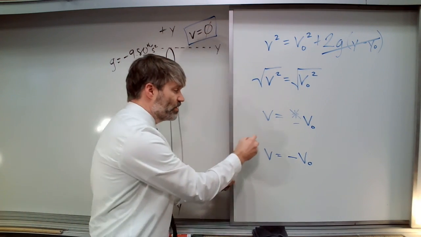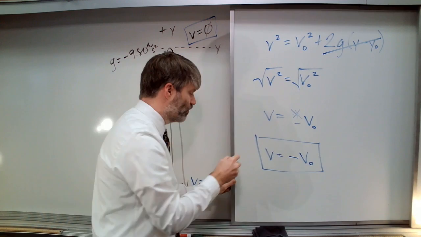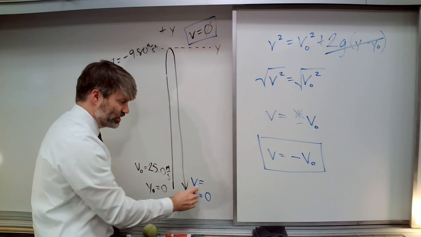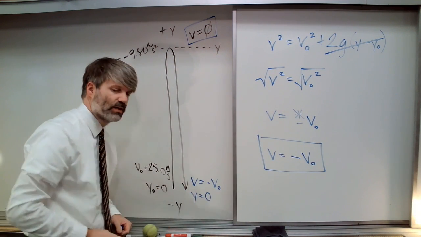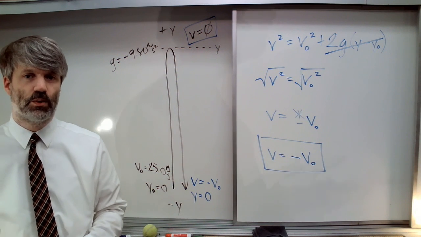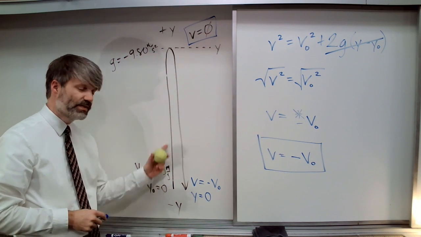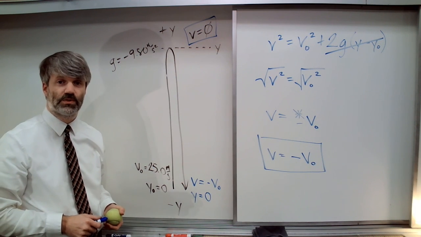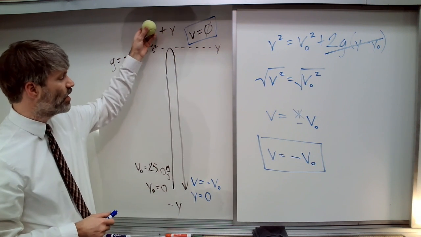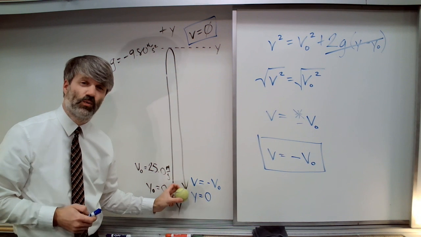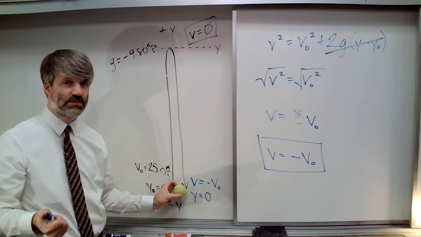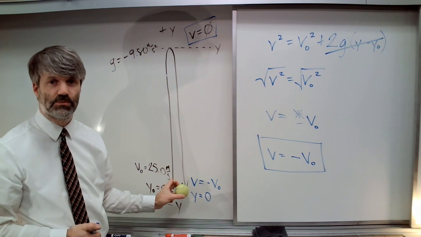And here we have a mathematical proof that when the object hits the ground, it's just going to have the negative value of whatever it started with. So if this object starts with positive 25.0 meters per second of velocity, it's going to go up and it's going to come back down, and when it hits the ground, it's going to be traveling at a speed of 25.0 meters per second.